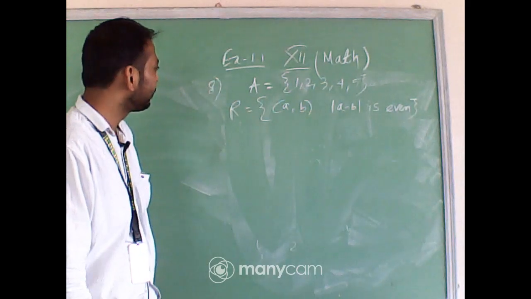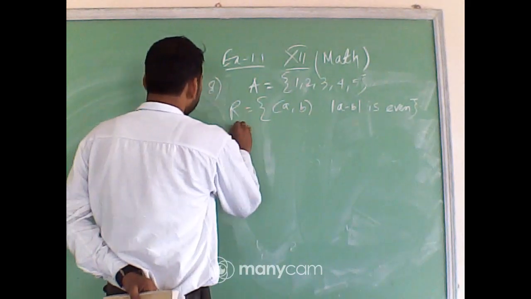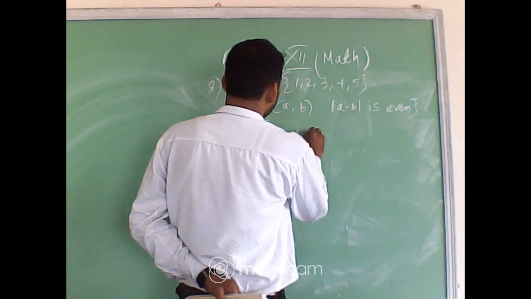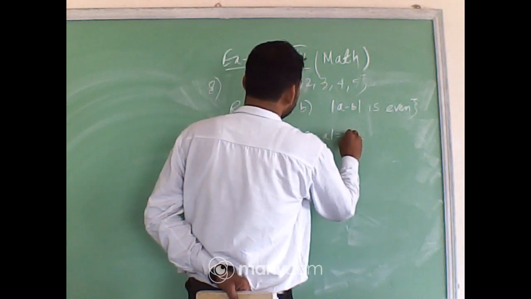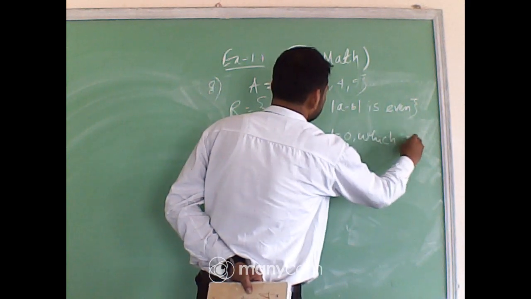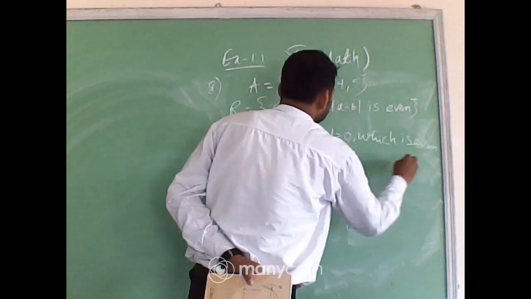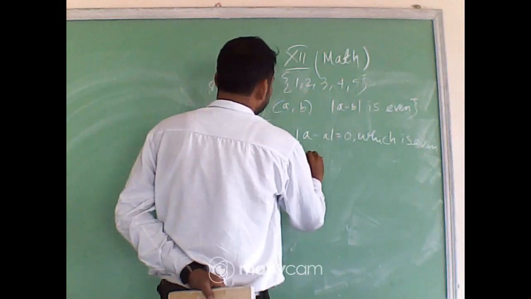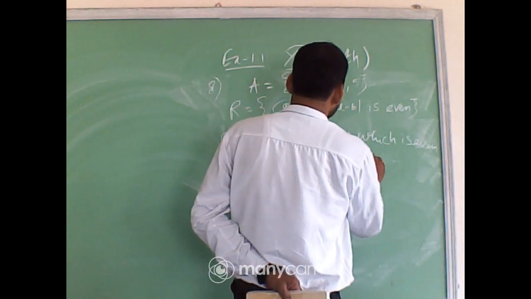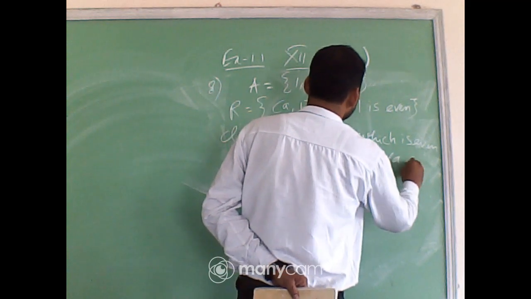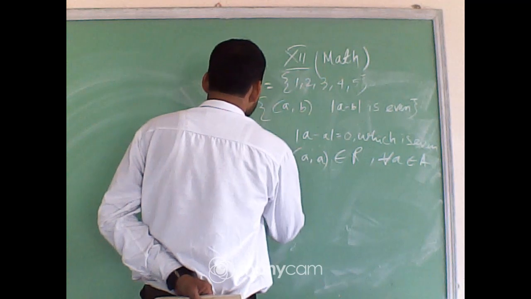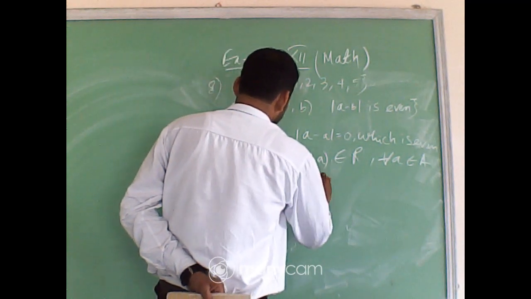First of all, clearly |a - a| = 0, which is even. Therefore, the ordered pair of the same elements (a, a) belongs to R for all a belongs to A. Therefore, R is reflexive, isn't it?